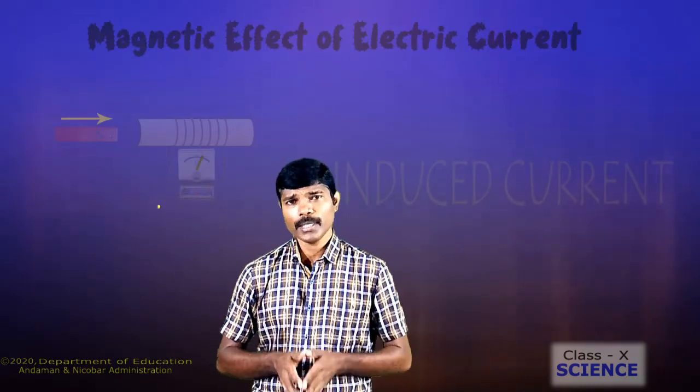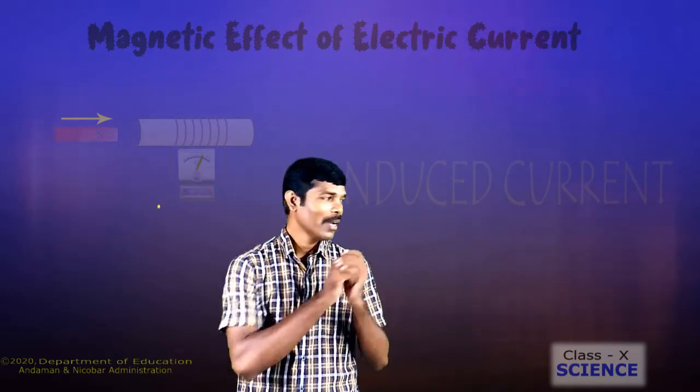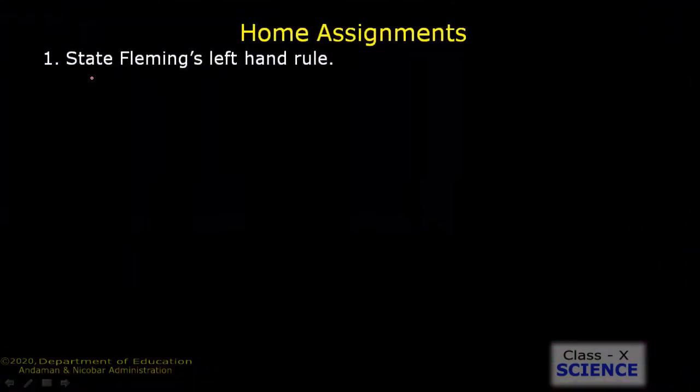So dear students, that's all we have for today's session. On the basis of today's learning, I would like to give some easy home assignments which you can practice at home. Here is your home assignment. The first question is, state Fleming's left hand rule. Very straight question. We have already learned the quantities associated with each finger. So by stretching the fingers and identifying the quantities, you can easily define Fleming's left hand rule.